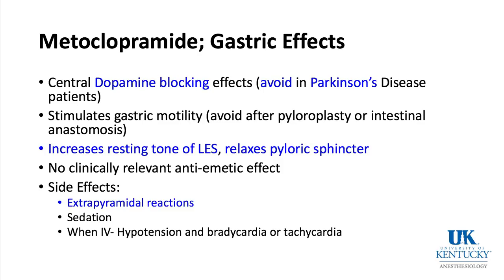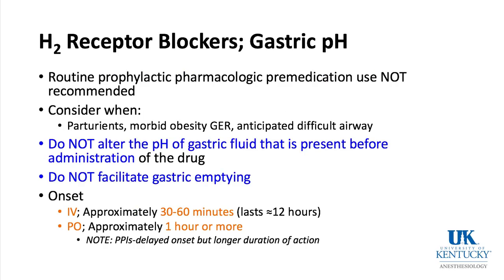Because metoclopramide increases the resting tone of the lower esophageal sphincter, relaxes the pyloric sphincter, and the stomach empties. And if you had an obstruction or pyloroplasty, you would not want to use Reglan. It doesn't really have a very good antiemetic effect per se, and has some bad side effects like potential for extrapyramidal reactions, which could be treated with Benadryl, sedation, and occasionally hypotension and bradycardia or tachycardia can occur with Reglan. But the extrapyramidal reactions are the classic ones.